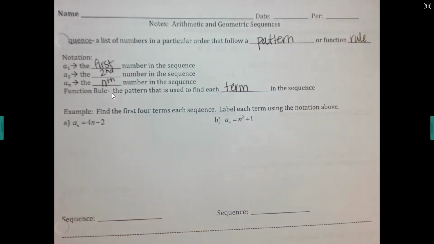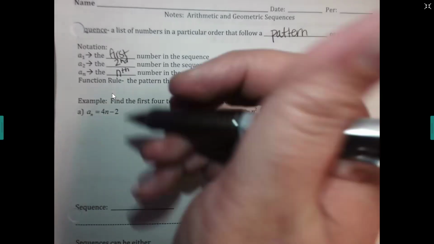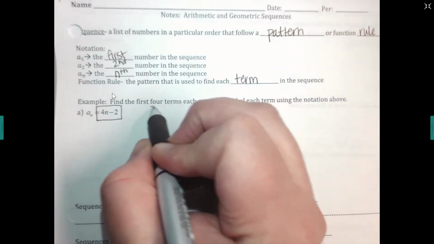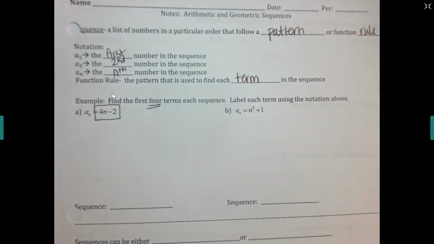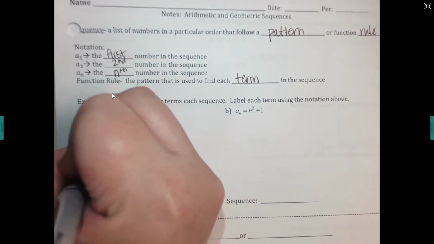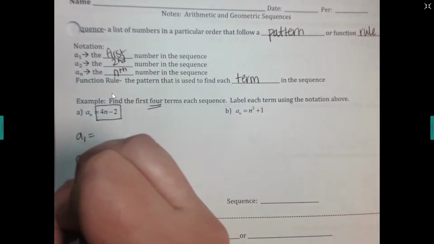So let me show you what I mean. We're going to do this 2 ways. We'll start with the function rule and generate the list. Then we'll start with the list and generate the function rule. So if I'm doing this first one, here's my rule. You are asked to find the first 4 terms. So the first thing I'm going to do is write A1, A2, A3, and A4.